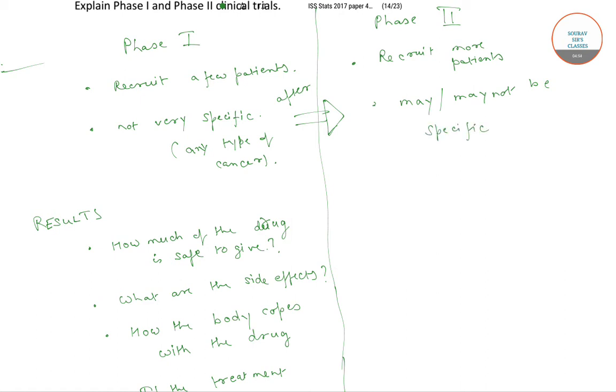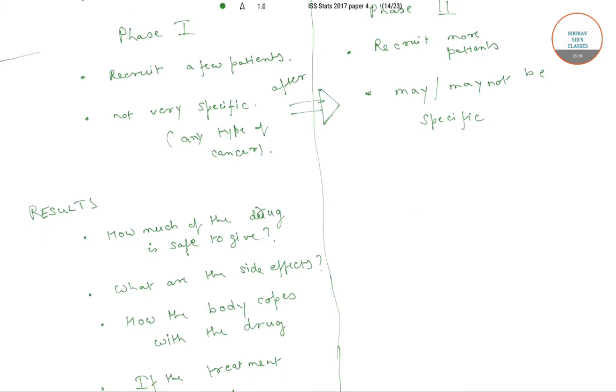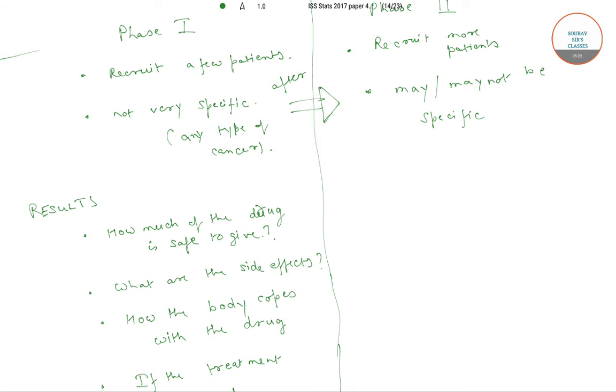It may or may not be specific depending upon what type of treatment or what type of test it is. So depending upon its type or kind, this second phase may or may not be specific. That is, either all the patients have the same type of cancer or they may have different types of cancer. So this is the phase 2. Now the results of phase 2.